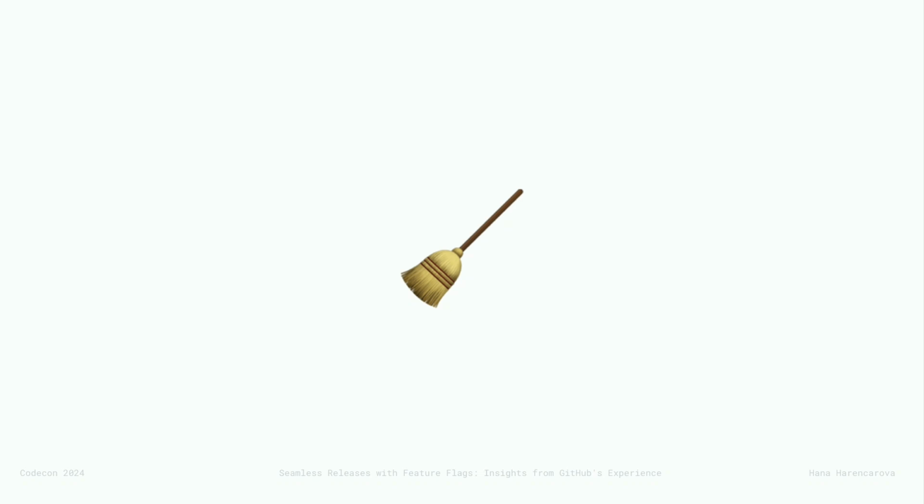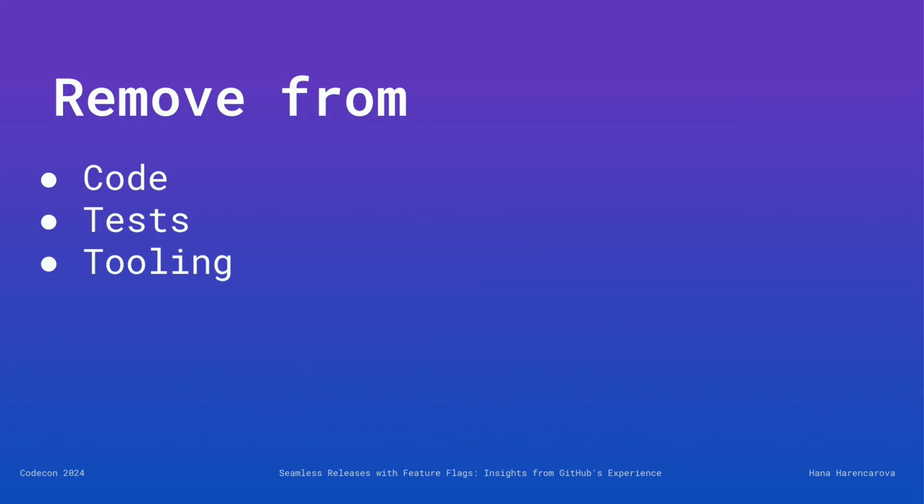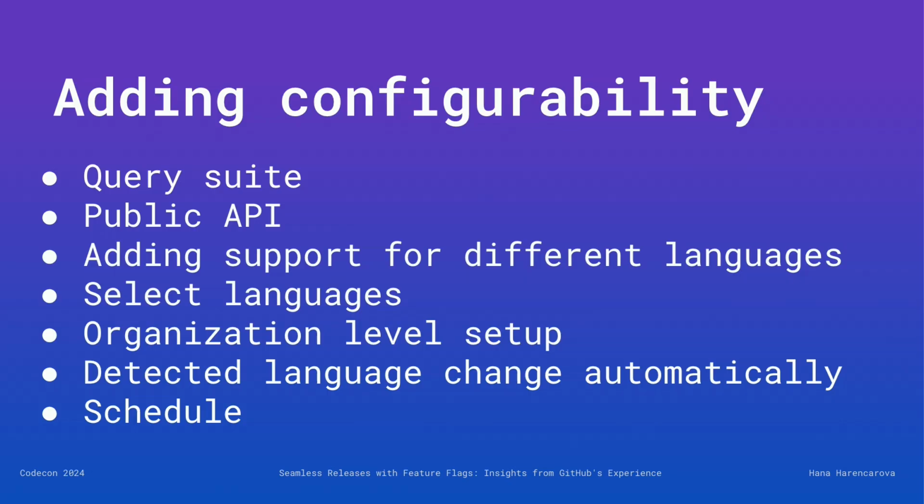We also write this as a task, which is part of the project, so it's not forgotten. You usually want to remove the feature flag from the code, from the tests, and from the tooling. And when I was preparing the talk, I even found a script which does that automatically, which creates this PR for you. I didn't test it yet, though. Okay, so when everything works, we can remove our feature flags. But what's next? That was just the start.